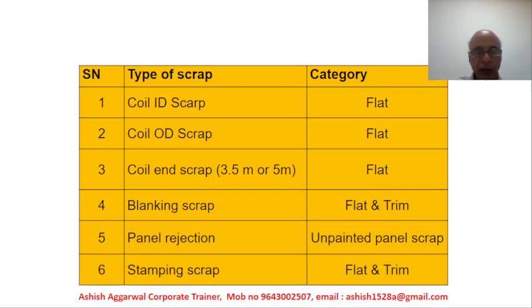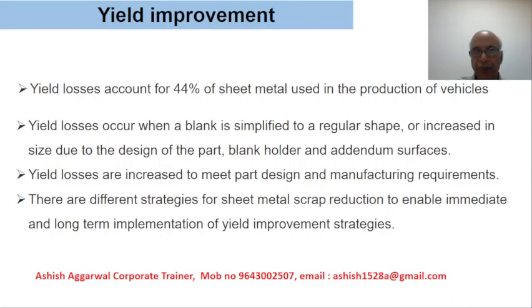Then we get the unpainted panels as scrap which get rejected during the stamping or during handling due to damages, and another is the scrap of trimming and piercing. It may be in the shape of flats, and they might have a 3D shape also.